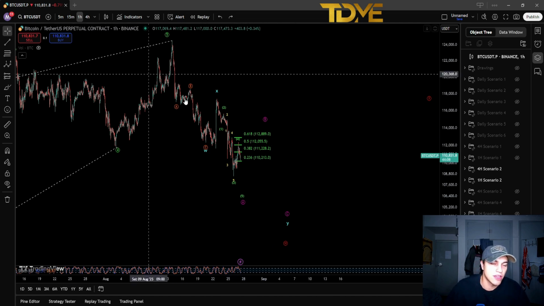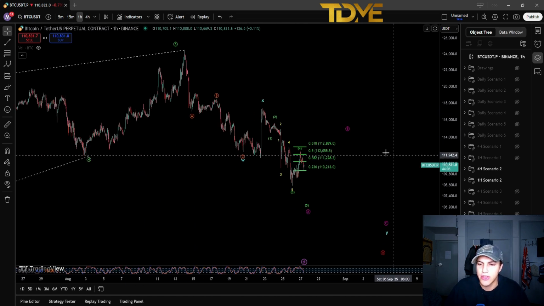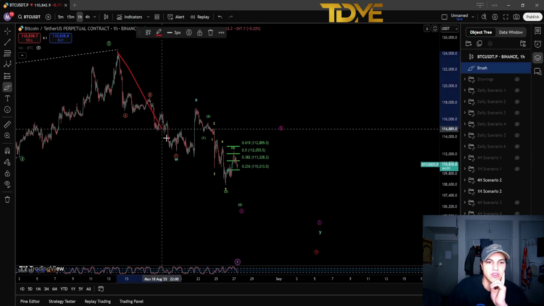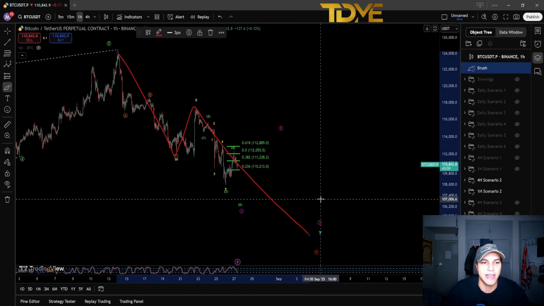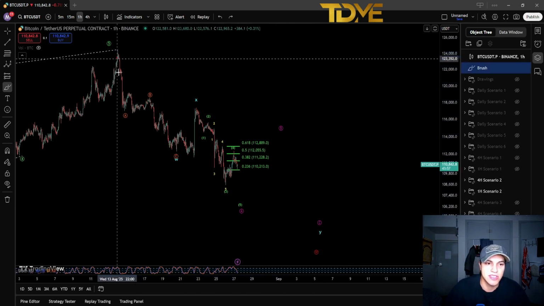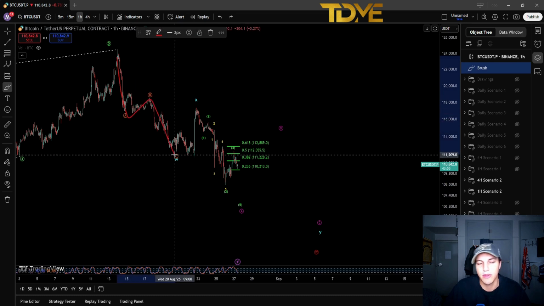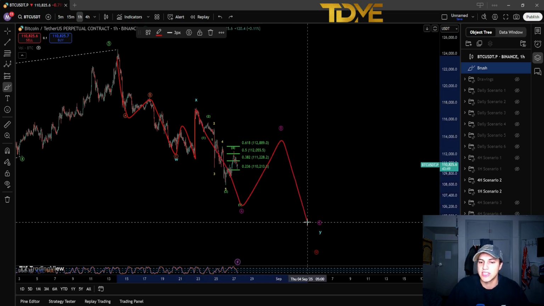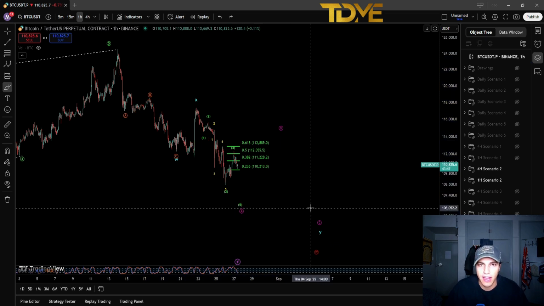So if we look here on the 1 hour time frame, in this red wave W, we have a WXY in blue, where we have an ABC in W, remember the three-wave structures, an ABC in wave X, and now we are looking for another ABC in wave Y.